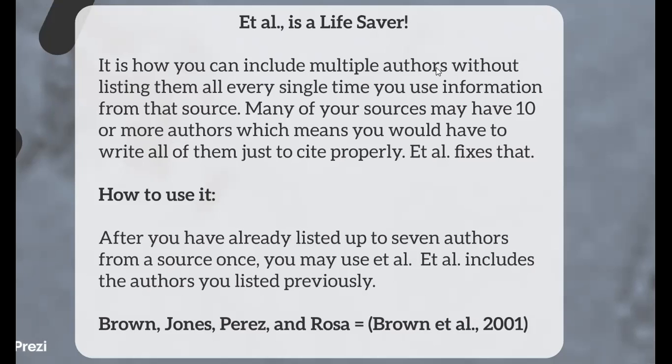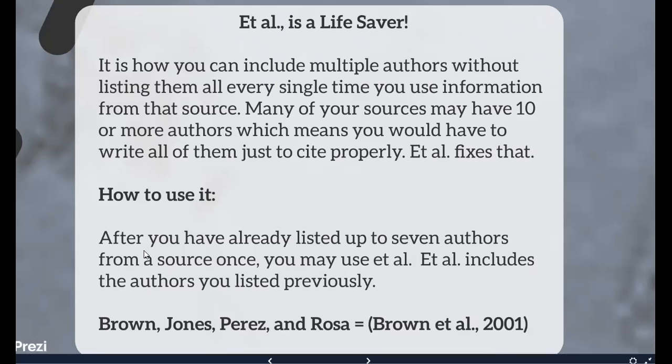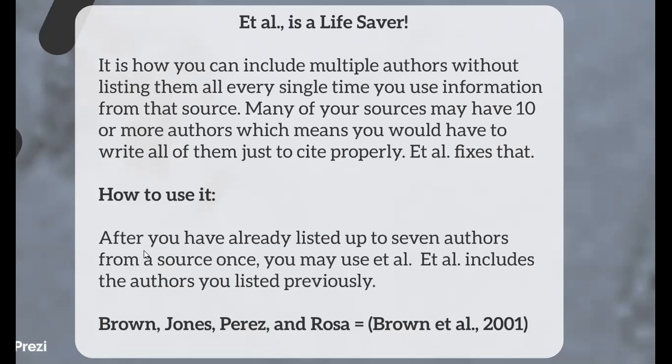Kasi ang hirap naman na isa-cite natin yung mga tao. So we use et al. So how to use it? So after you have already listed up to 7 authors from a source, once you may use et al. Et al. includes the authors you listed previously. So let's say ang author ay si Brown, si Jones, si Perez, and si Rosa. So imbes na ilagay mo silang lahat, you're just gonna use this one. Brown et al. 2001. Okay.